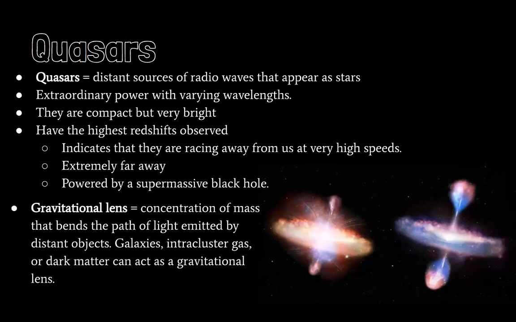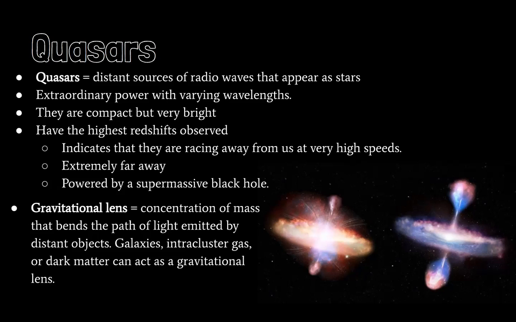Quasars are distant sources of radio waves that appear as stars. They have extraordinary power with a variety of wavelengths. Quasars are very compact. They are only about 1 light day across, but they shine brighter than 100 normal galaxies. They have the highest redshifts observed, which indicates that they are racing away from us at very high speeds. Observations show that they are extremely far away, and there's evidence that quasars are powered by a supermassive black hole.